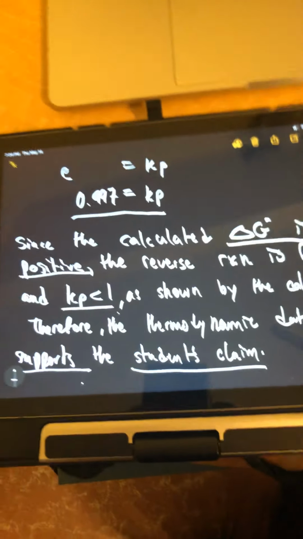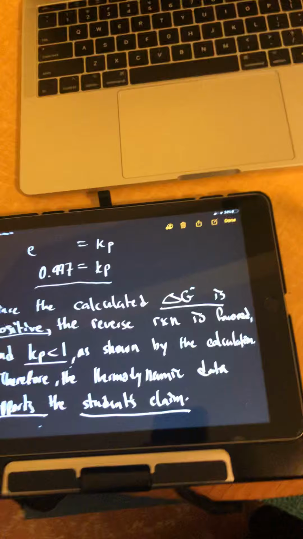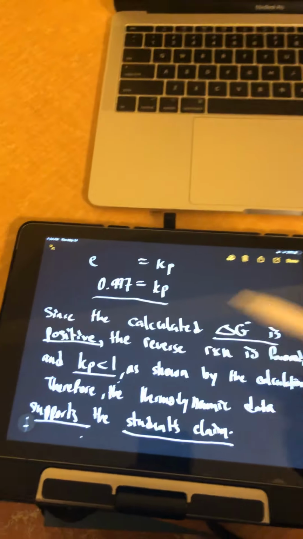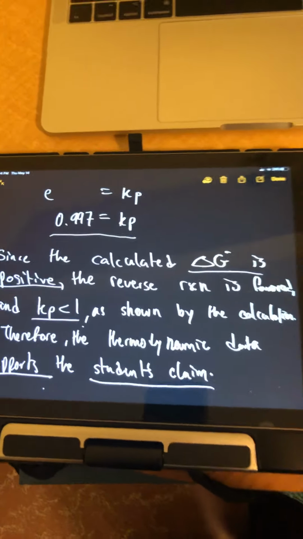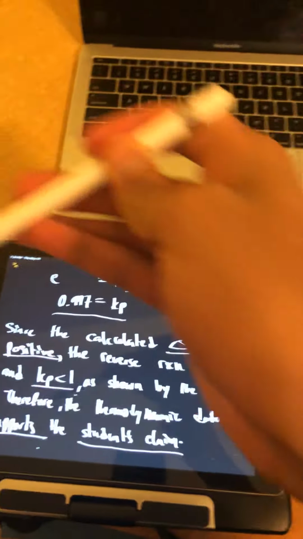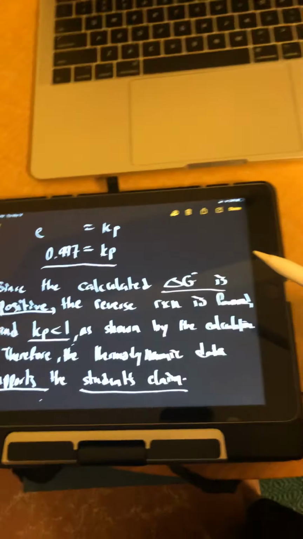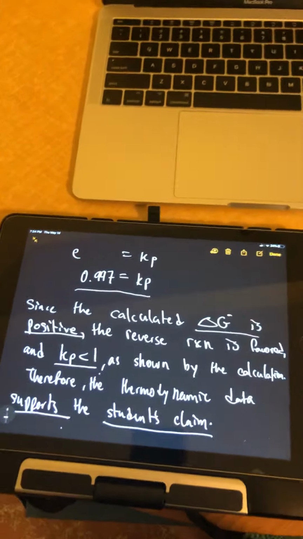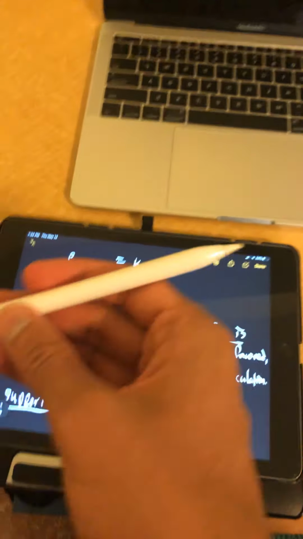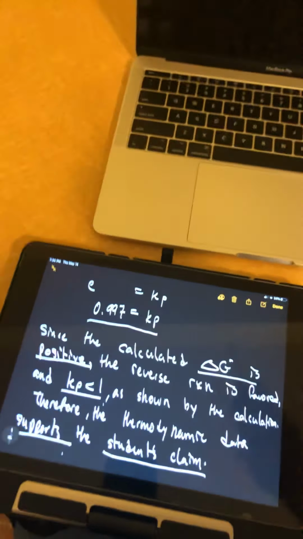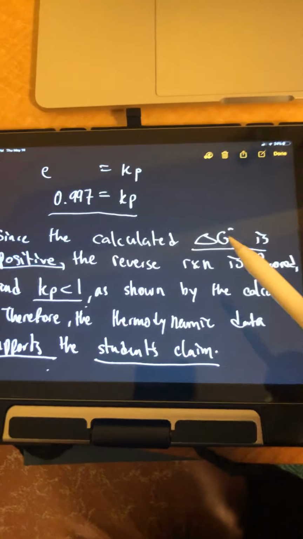And my explanation is that since the calculation of delta G is positive, that means that it's favored in the reverse direction. Kp is less than 1. And when Kp is less than 1, it's also more concentrated in the reactant side of the reaction, and it's favoring the reverse reaction. That's why Kp is less than 1. If Kp was greater than 1, then the reaction would be favored in the forward direction, and it would be more concentrated in the product side. But it's less than 1, so that's why delta G is positive.